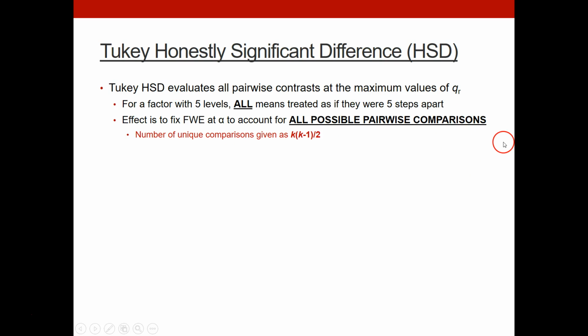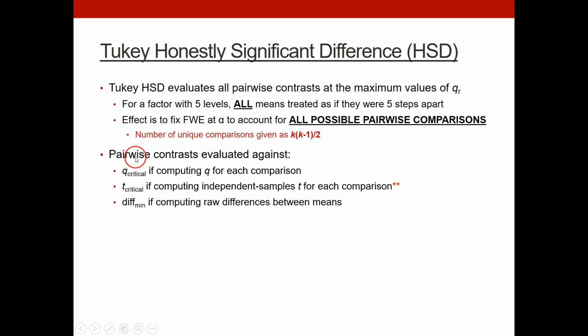Okay, Tukey's HSD corrects for all of them. Basically, with Tukey's HSD, you're correcting for 10 post-hoc comparisons if you've got a factor with 5 levels. Okay, so what we would do is contrast all of our pairwise contrasts against, if we're calculating a Q statistic for each comparison, the same Q critical for all of our comparisons. If we were running independent sample t-tests for each comparison, we would compare all those with the t-critical. We would compute the raw difference in means using the degrees of freedom based on that maximum Q critical that we had used in deriving that difference score there.